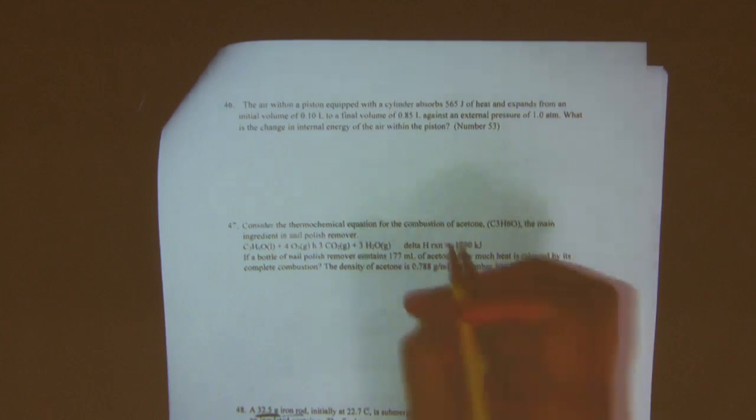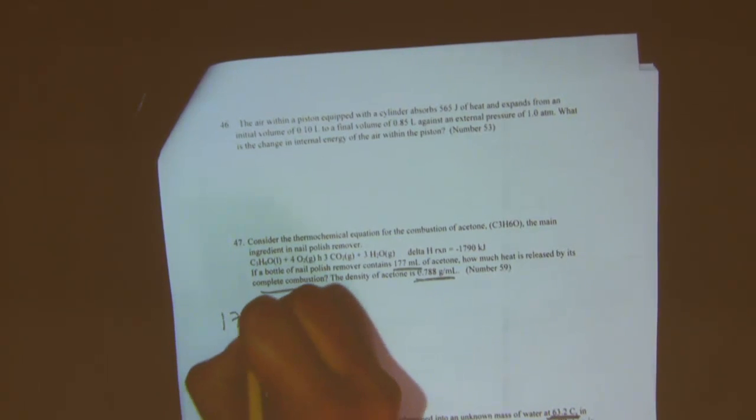Okay, so it says, consider the thermochemical equation for the combustion of acetone, the main ingredient in nail polish remover. So they give us an equation, they give us a delta H value, and the question is, if a bottle of nail polish remover contains 177 milliliters of acetone, how much heat is released by its complete combustion? Okay, and the density of acetone is, they give us a value, right? Usually whenever you see that density value, you know you're probably going to be using it, because sometimes they might give it to trick you, but most of the time they want you to do some form of dimensional analysis and conversion, right? So how could I approach this problem?